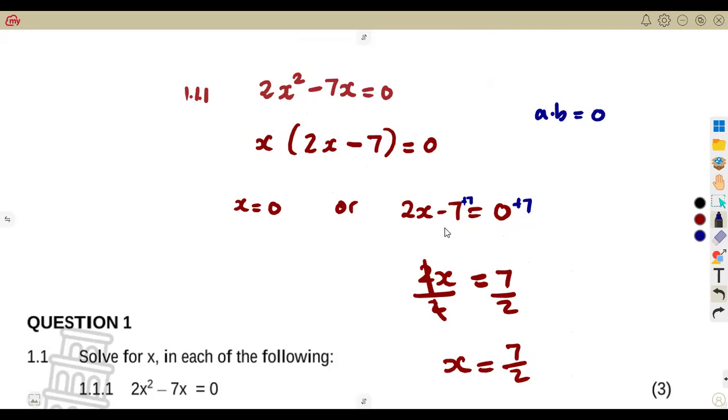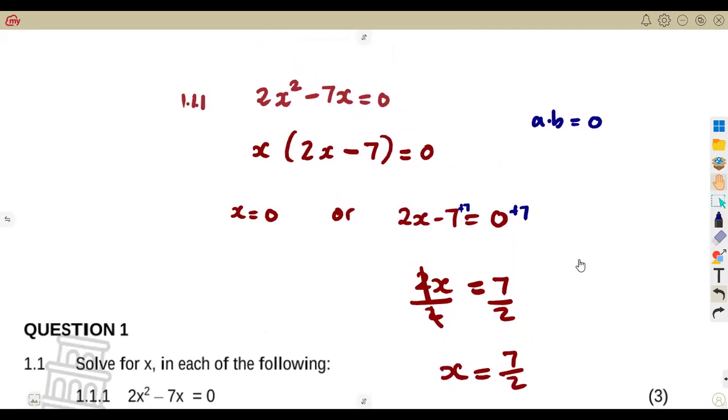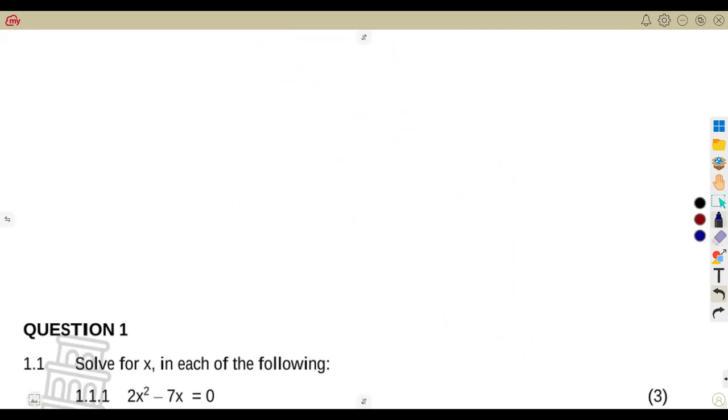All right. So that is it, guys, on our question. We move on to the other part. And also, let's say you wanted to use the quadratic formula. Is it possible? All right.